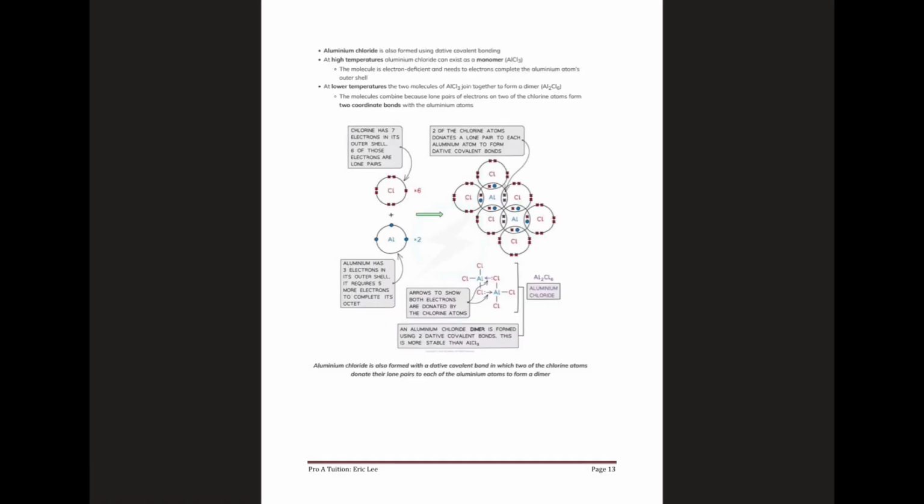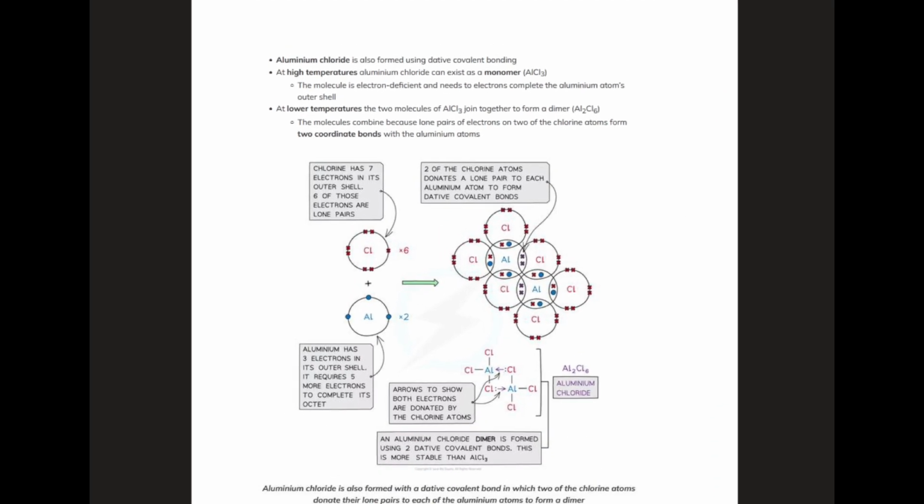Okay, then this is another example: aluminium chloride, AlCl3. They say it is also formed using dative covalent bonding. At high temperature, aluminium chloride can exist as a monomer. Monomer means one unit. AlCl3 is considered a monomer, one single unit of molecule. So the molecule is electron deficient, as we discussed before.